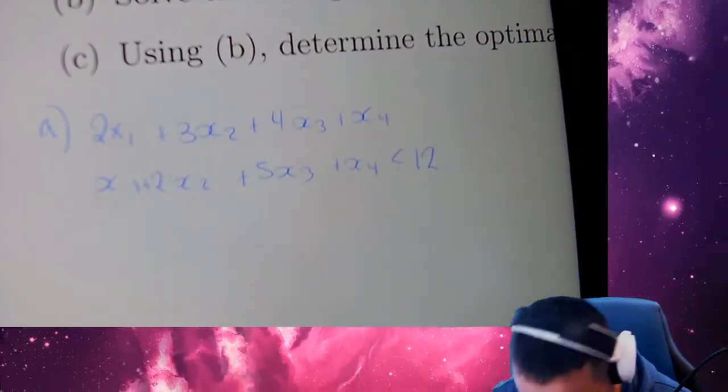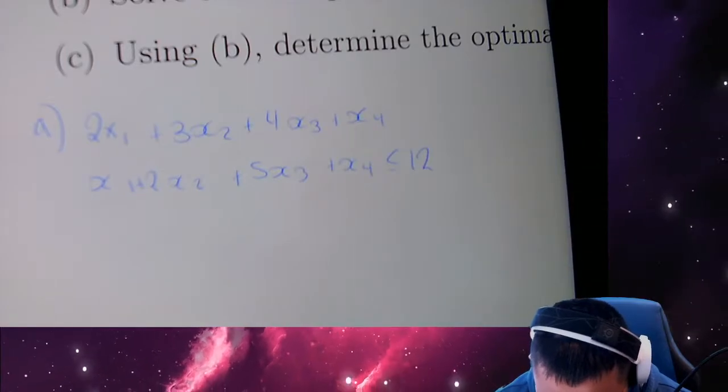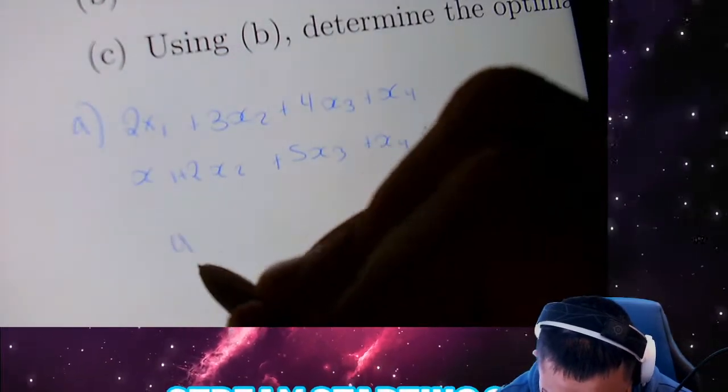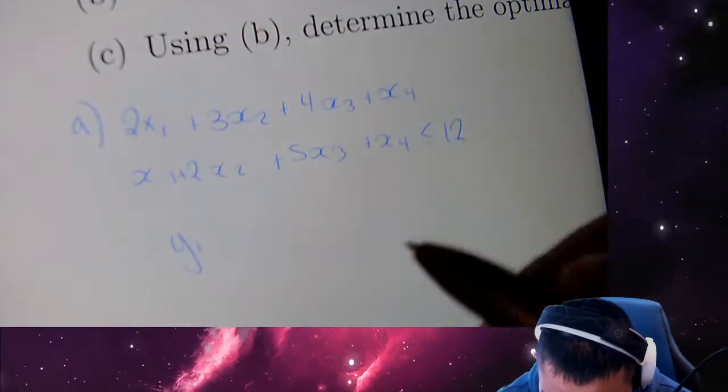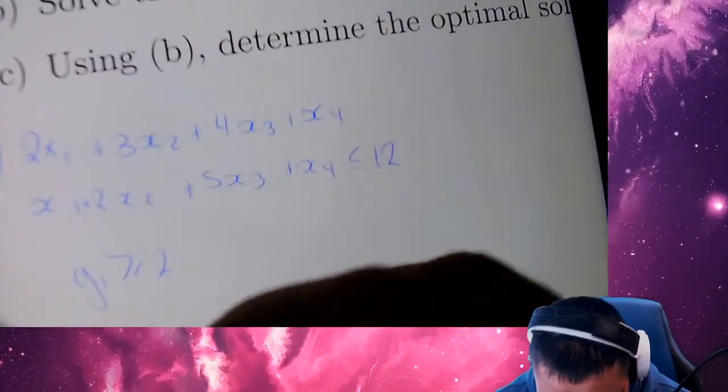But okay, we're going to write out the dual problem. So, if I'm going to write out the dual problem, it's actually quite easy. It's going to be y1 is greater than or equal to 2. I just started it.